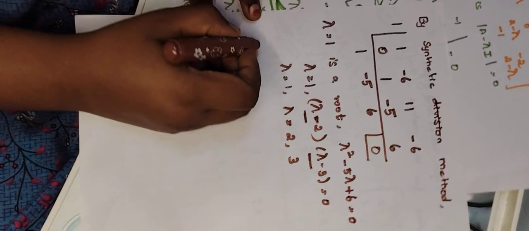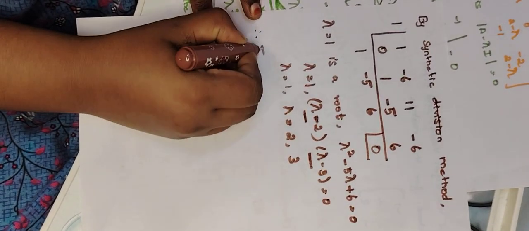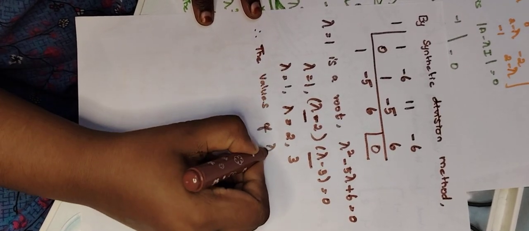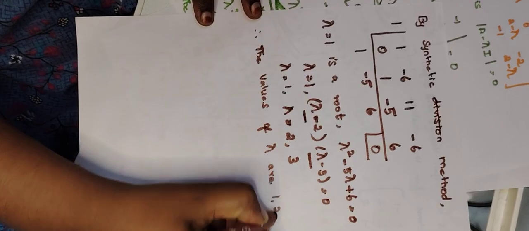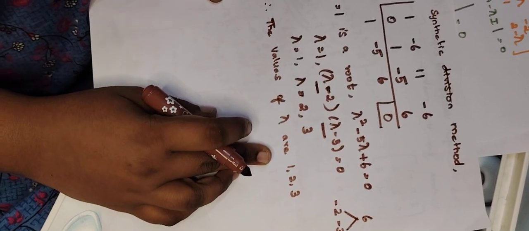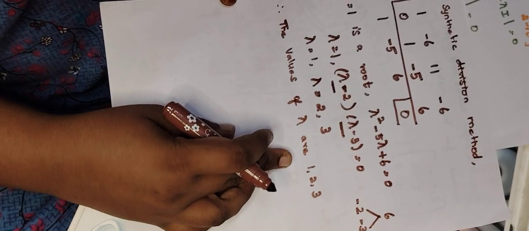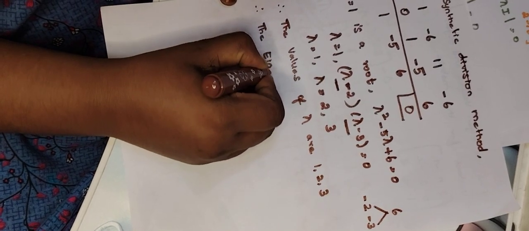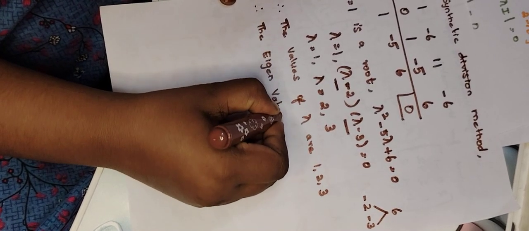Therefore, we obtained the values of lambda: 1, 2, 3. The roots of the characteristic equation are nothing but the eigenvalues. Therefore, the eigenvalues are lambda equal to 1, 2, 3. So these are my 3 eigenvalues.